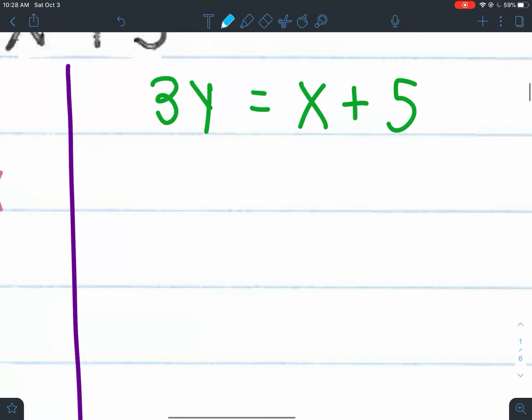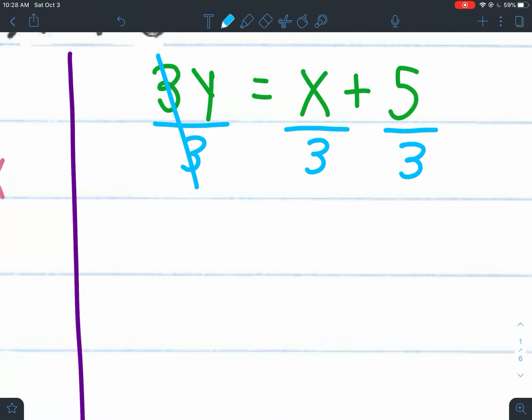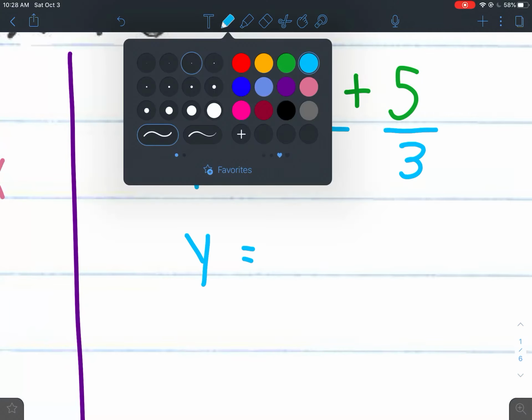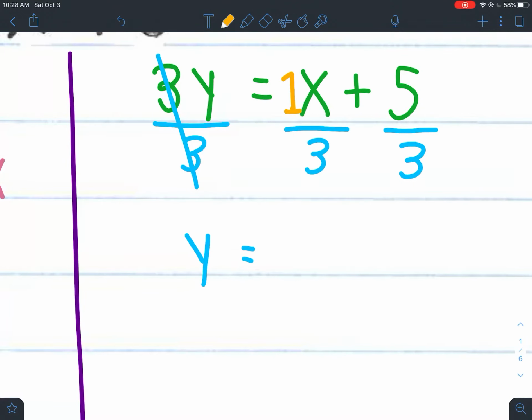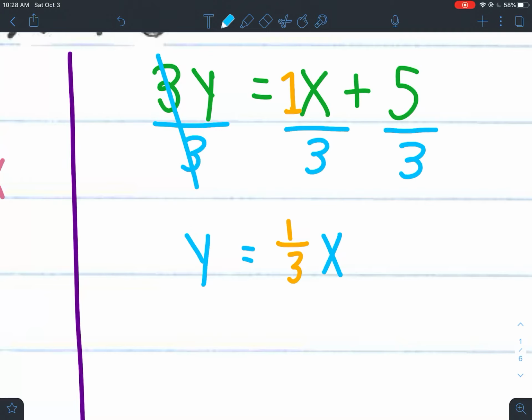Now this equation almost has y by itself, except there's a 3 attached to it. So the only step that I really have to do here is to divide by 3 to everything. 3 divided by 3 is going to cancel. I get y. Now remember, in front of that x, there is a 1. So I'm going to have 1 divided by 3, which is 1/3 x. And then I have plus 5/3.